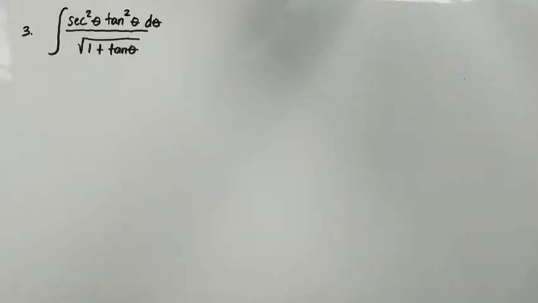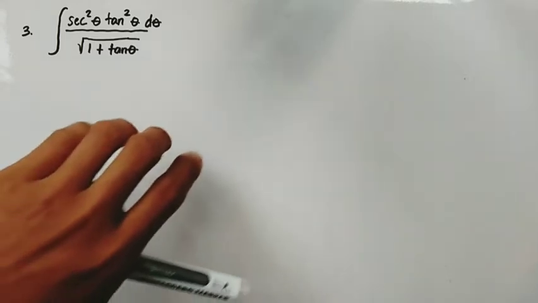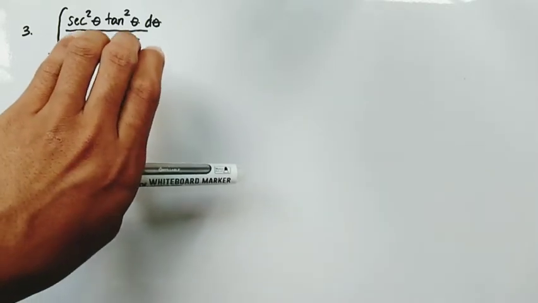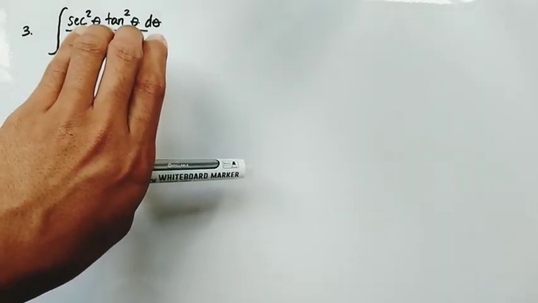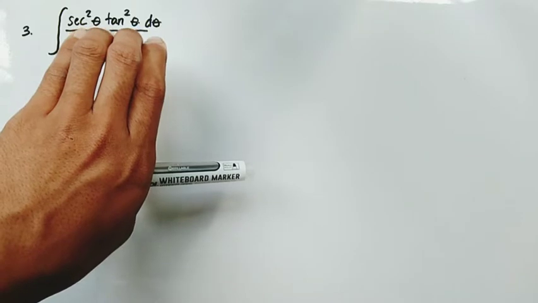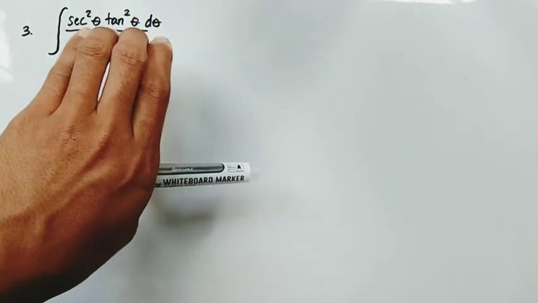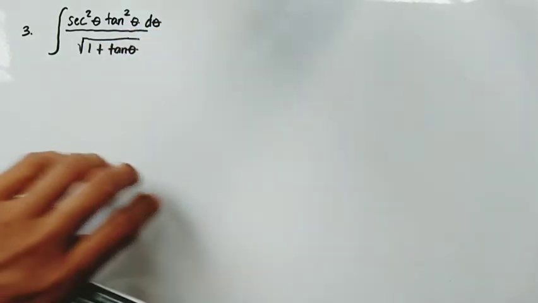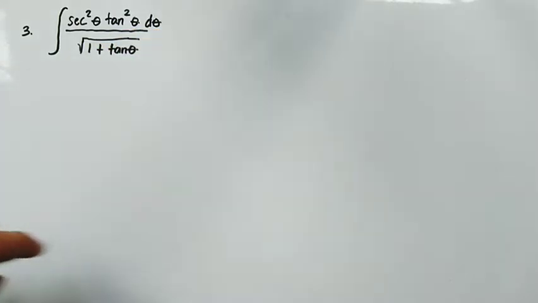Number 3. The integral of secant squared theta, tangent squared theta, d theta, all over the square root of 1 plus tangent theta. Okay, power rule, hindi. Substitution, try natin. Kung etong denominator ay wala, masusolve agad natin yan kasi kapag nilet natin na u, yung tangent, makukuha natin yung du is equal to secant squared tapos d theta. Pero since meron yan, anong gagawin natin?